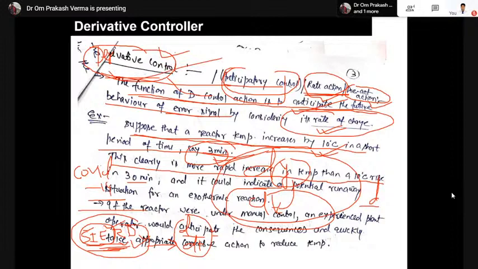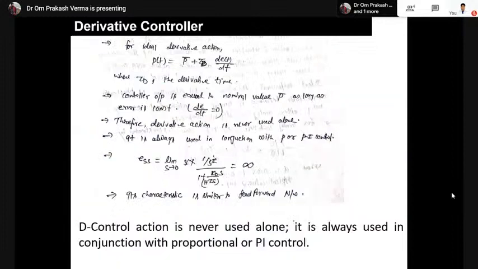If the reactor were under manual control, the experienced plant operator would anticipate the consequence and quickly take the appropriate corrective action, reduce temperature. तो अगर उसको पता है कि इस रेट से टेम्परेचर चेंज हो रहा है, तो जो ऑपरेटर है वो very conscious हो जाते हैं, and they can take quick action against the same. So what is the concept?